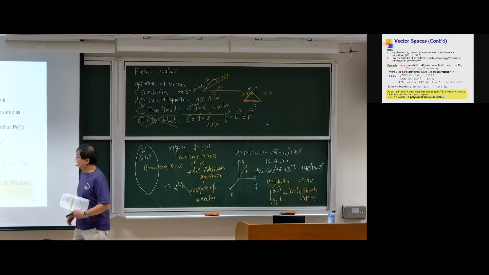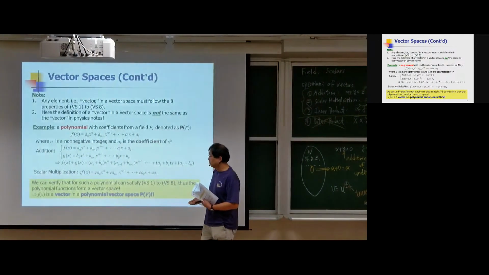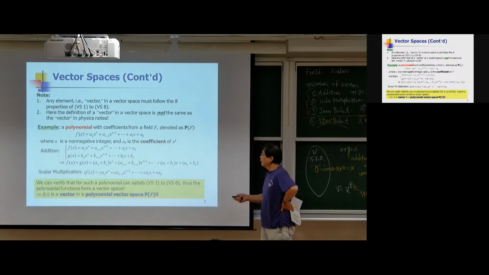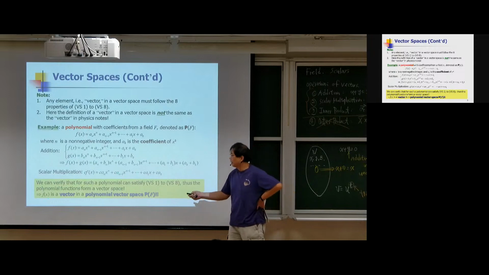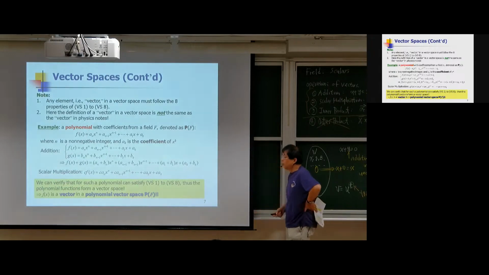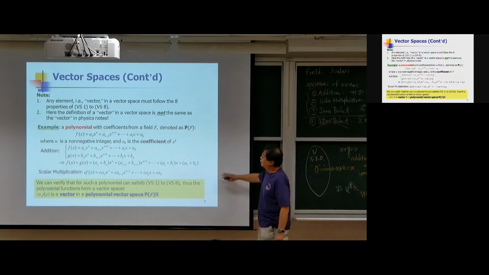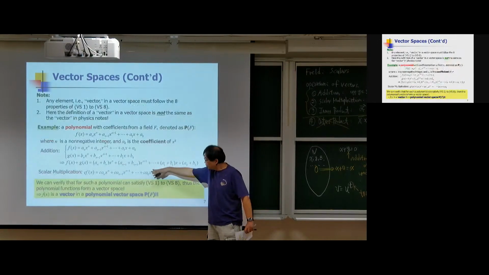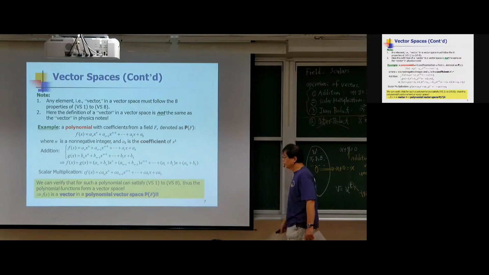In mathematics, it can have many other formats. Okay, so here we can verify that such a polynomial can satisfy VS1 to VS8. So the polynomial functions form a vector space. Okay, so right now the vector is no longer a vector that we are familiar with. So for the polynomial, we can also have a vector space formed by all the polynomials.